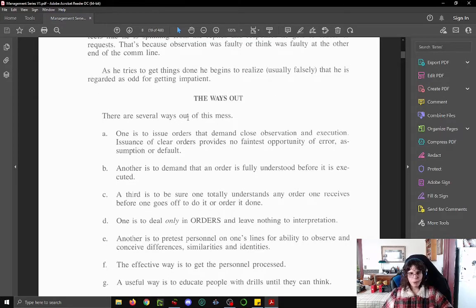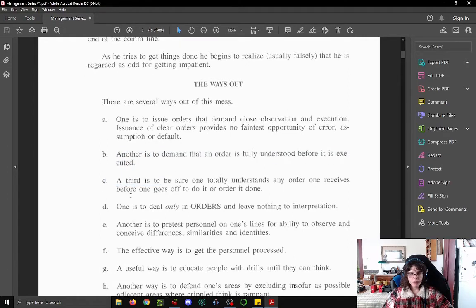One is to issue orders that demand close observation and execution. Issuance of clear orders provides no faintest opportunity of error, assumption, or default. Another is to demand that an order is fully understood before it's executed. Okay. Third is to be sure one totally understands any order one receives before one goes off to do it or order it done. Sounds just like this. Sounds like B. One is to deal only in orders and leave nothing to interpretation.